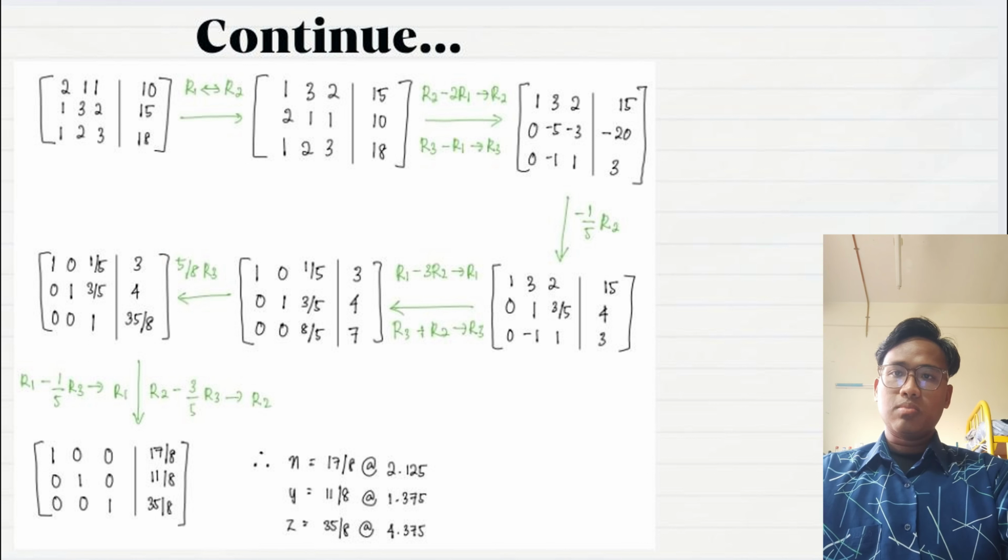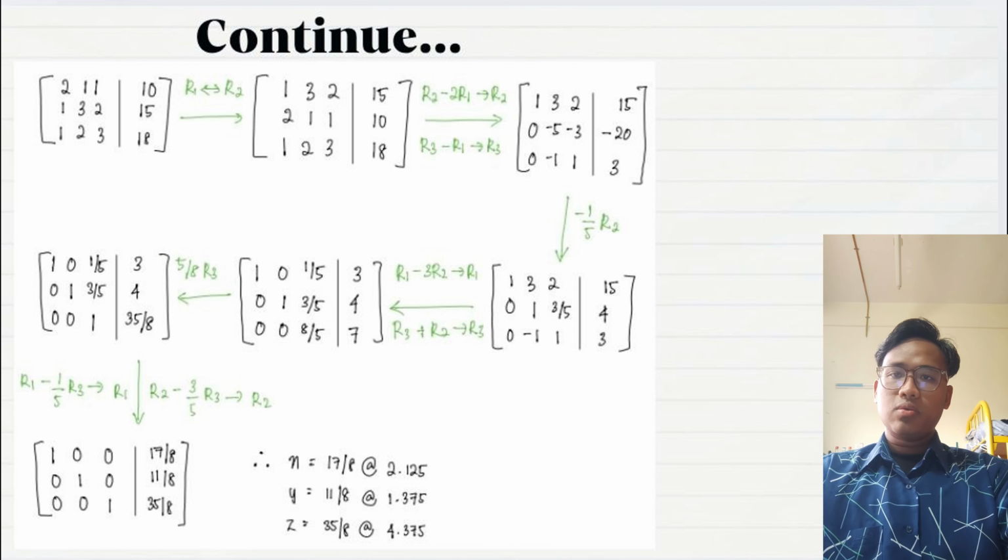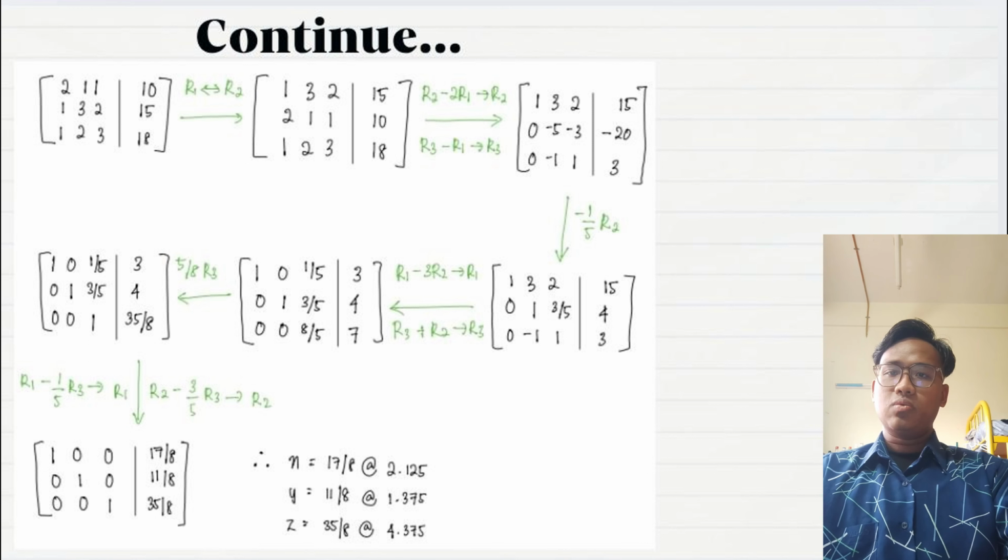Next, row 2 minus 2 row 1 will be the new row 2. And we combine the process with row 3 minus row 1, and it will be the new row 3. So the answer will be 1, 3, 2, 15, 0, negative 5, negative 3, negative 20, 0, negative 1, 1, 3. The next step is we need to multiply row 2 by negative 1 over 5. And we will get 1, 3, 2, 15, 0, 1, 3 over 5, 4, 0, negative 1, 1, 3.